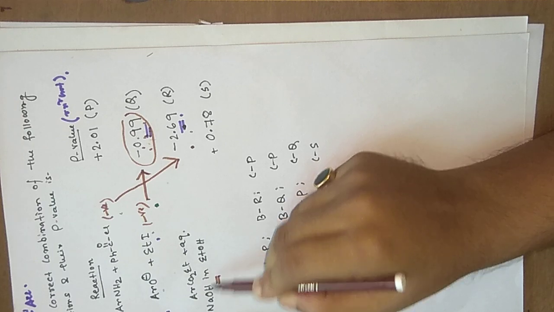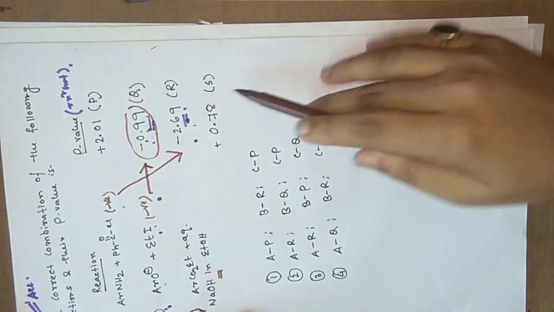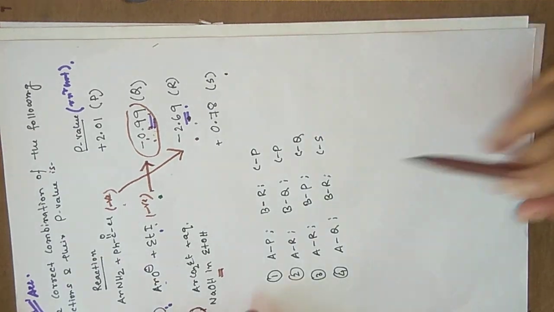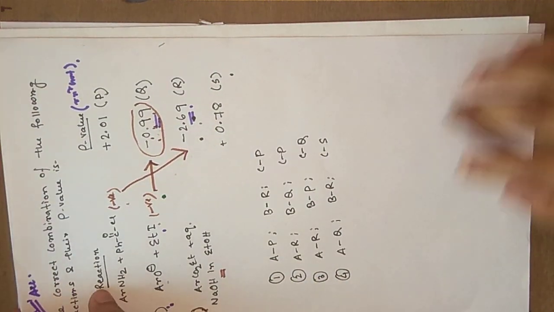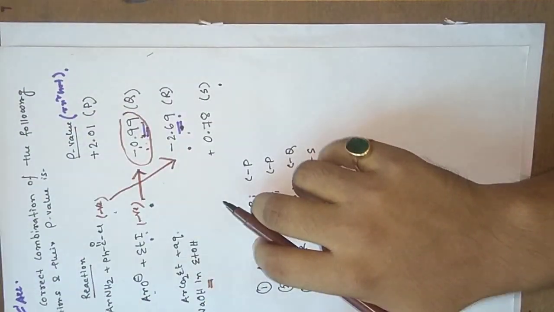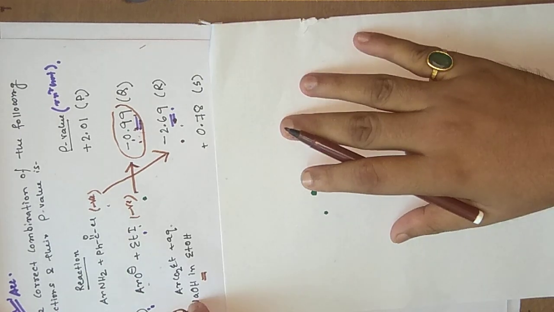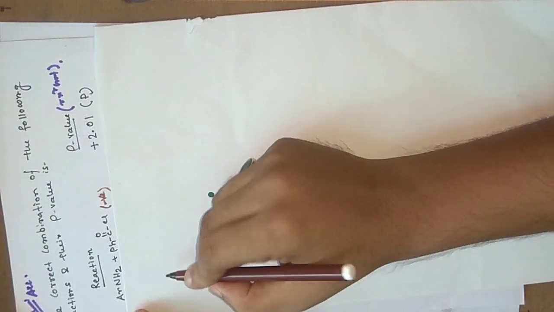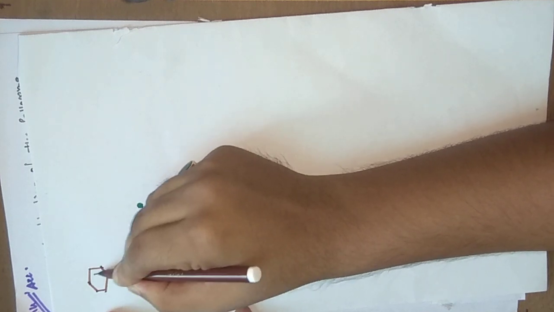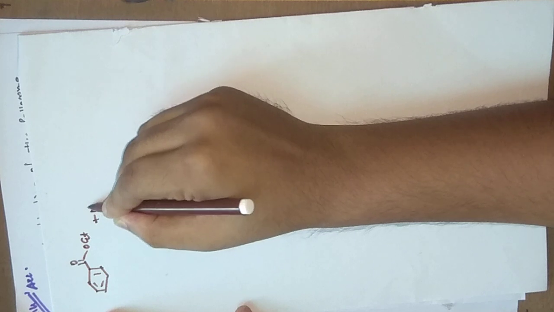And what about the compound C? There are two positive values, P and S, and what is the product? What is the answer of this? If we sort it out, then we can easily answer it. For this type of question, this is nothing but hydrolysis reaction in basic medium, that is hydrolysis in basic medium with NaOH.